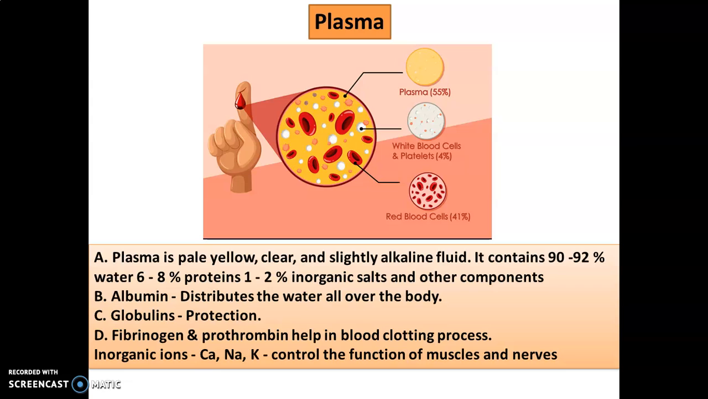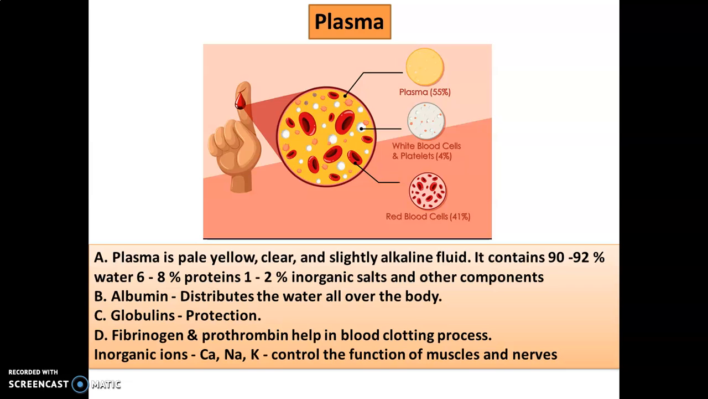First we study plasma. What is plasma? Plasma is a pale yellow, clear and slightly alkaline fluid. So plasma is not red in color; it is pale yellowish. It is clear and alkaline, that means its pH is more than 7. It contains 90 to 92% water, 6 to 8% proteins and 1 to 2% inorganic salts and some other components.